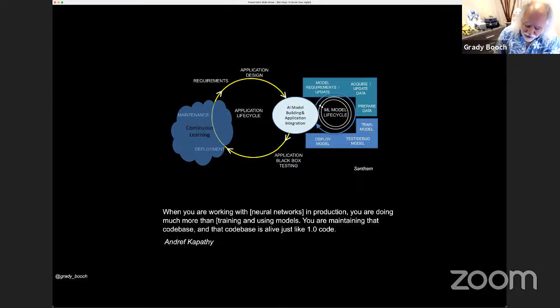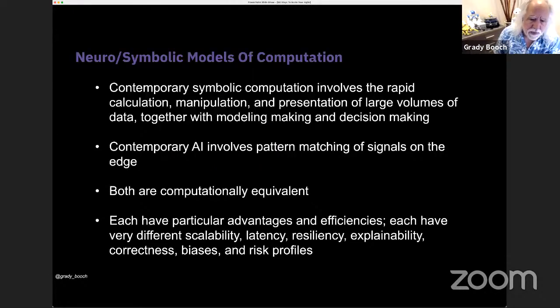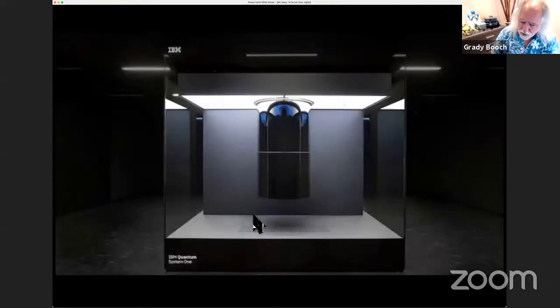So for most of us, the problem is we're not going to go off and build the next AlphaFold. Not everyone has the privilege of doing so. Most of us are going to take AI components and begin to inject them within our larger systems. And the good news is we see a path to do so. Again, every approach here is computationally equivalent, but they have different advantages and efficiencies. Each has different scale, latency, resiliency, et cetera. So the problem we are on the cusp of is dealing with the integration of symbolic and neural systems.